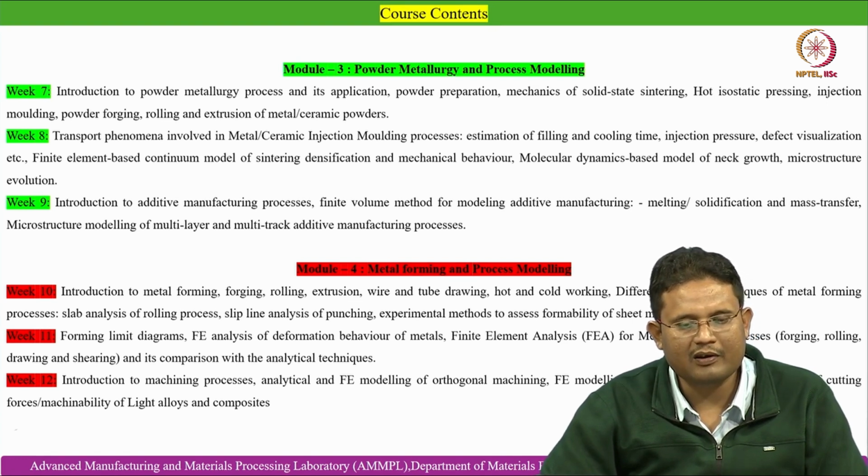So powder metallurgy is important. It is a typical net shape process where we can develop parts which are otherwise very difficult to manufacture by other conventional manufacturing techniques. So here we will introduce the powder metallurgical processes and their applications, followed by powder preparation techniques, mechanics of solid state sintering, hot isostatic pressing, and then some advanced powder metallurgy processes like injection molding, powder forging, powder rolling and extrusion for both metal as well as ceramic powders.